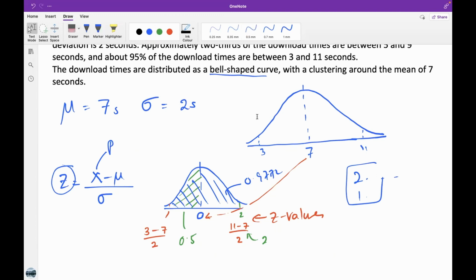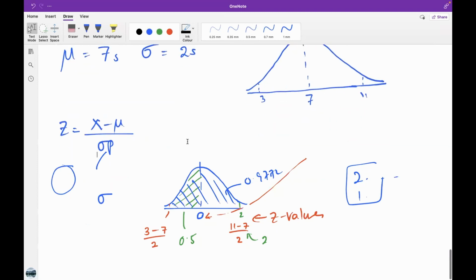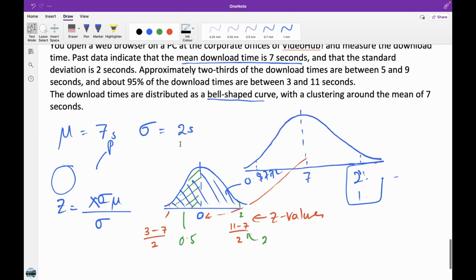Somebody asked me. Yes, what is it? Just a message. Yes. Then what is the 95% in the question? All right. That's a good question. 95% of the download times are between 3 and 11. I just took less than 11. There's a part for less than 3, right?